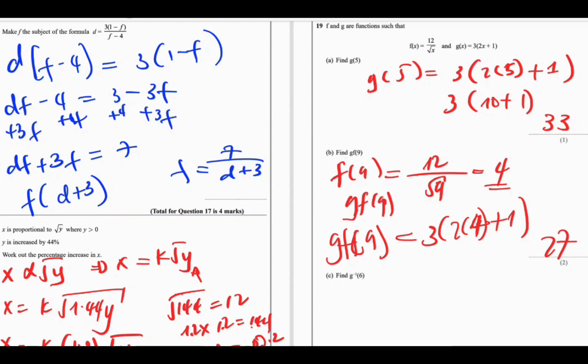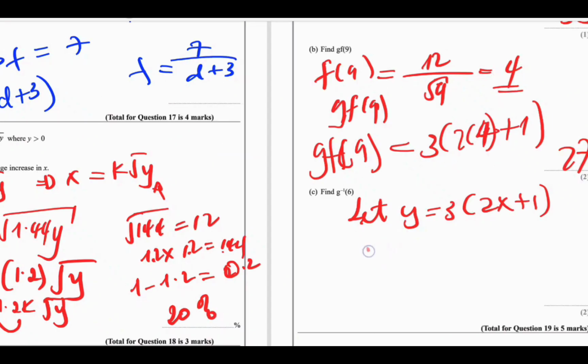Find g inverse of 6. So we need to first of all find g inverse. So what do we do? We let y be equal to 3 brackets 2x plus 1. Then we make x the subject of the formula. So I'm going to have y equal to 6x plus 3. I'm going to subtract 3 on both sides. That will be y minus 3 divided by 6 equal to x.